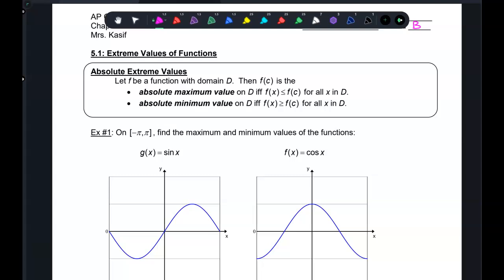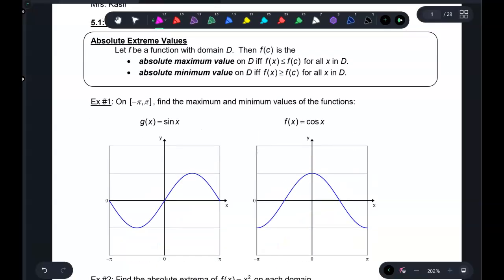Okay? So the first lesson we're going to look at extreme values. Extreme values meaning just maximums and minimums. Okay? You've done a little bit of this in pre-calculus. So let's take a look at the sine curve and the cosine curve. We have what are called absolute maximums and absolute minimums, meaning like the highest point on the graph and the lowest point. Now, we're going to look specifically just between negative pi and pi for both of these.